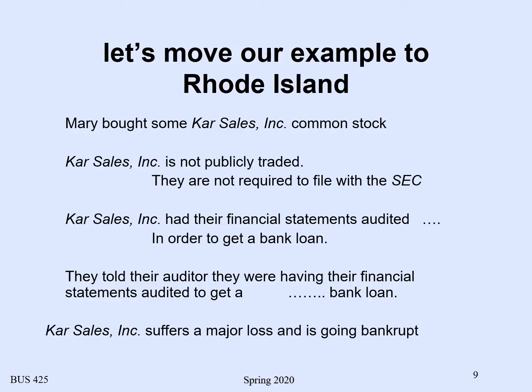Let's move the whole kit and caboodle to Rhode Island. So Mary lives in Rhode Island, Car Sales Inc. resides in Rhode Island, and the transaction occurred in Rhode Island. Mary bought some common stock. Car Sales Inc. is a private company. It's not required to file with the SEC. It's not publicly traded. They had their financial statements audited and told the auditor they were having their financial statements audited to get a bank loan. Car Sales Inc. suffers a major loss and is going bankrupt.